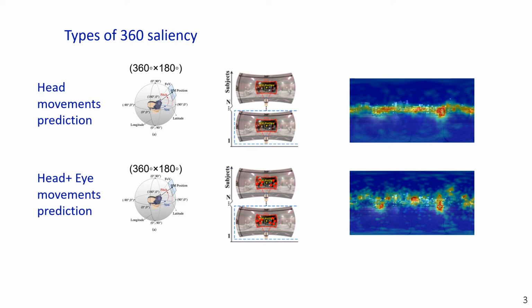So the main objective of saliency prediction in 360 video is to predict the most probable viewport in a frame, reflecting the average person's head movement, but also the eye movement, reflecting the region of interest inside the predicted viewport. And hence, we have two types of saliency in 360 video: head movement prediction and head plus eye movement prediction.